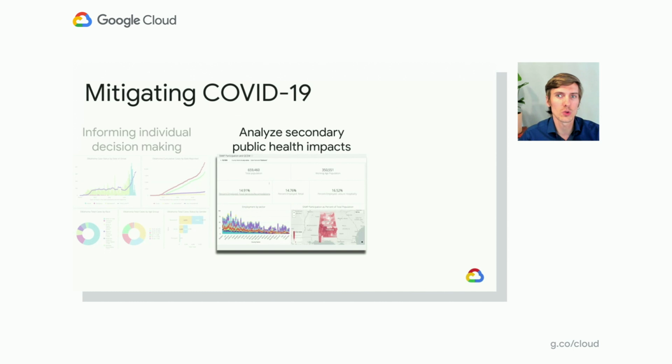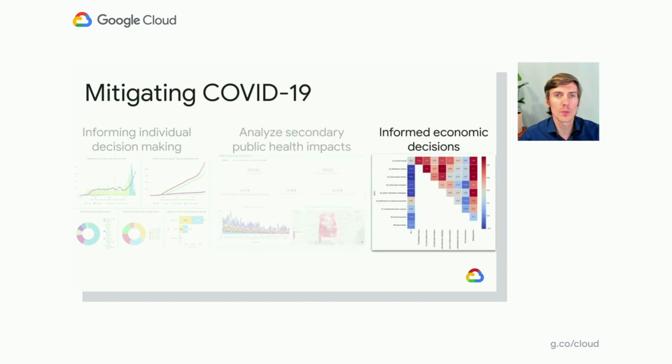Data sets such as Google's Community Mobility Reports, the Census Bureau's American Community Survey, and global health and population trends from the World Bank are crucial to help public health officials better understand and ensure that the full public health impact of the pandemic is mitigated.